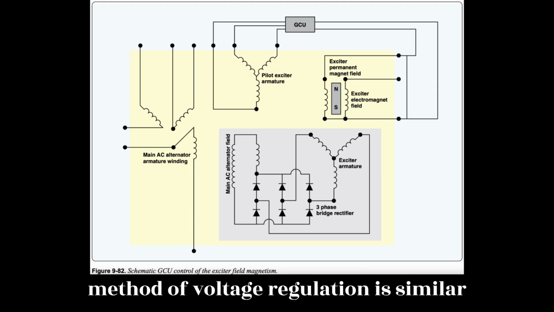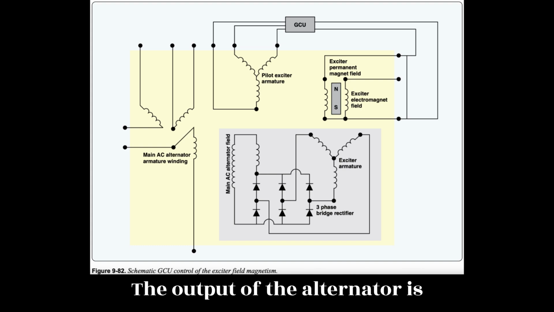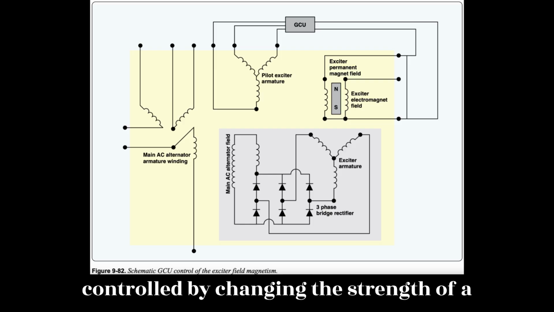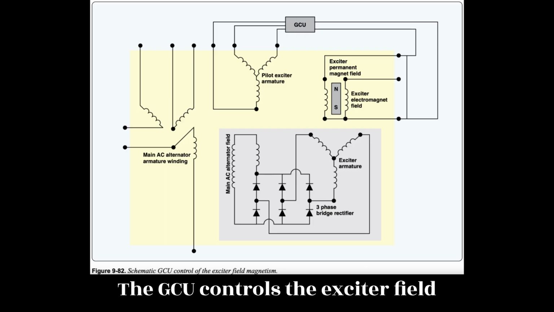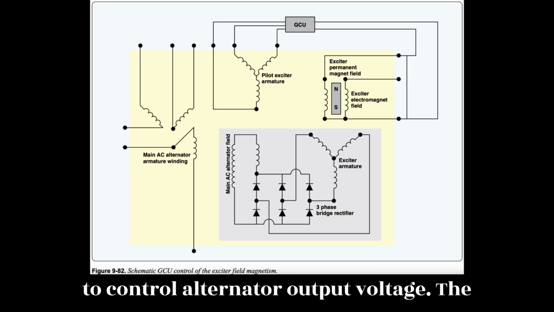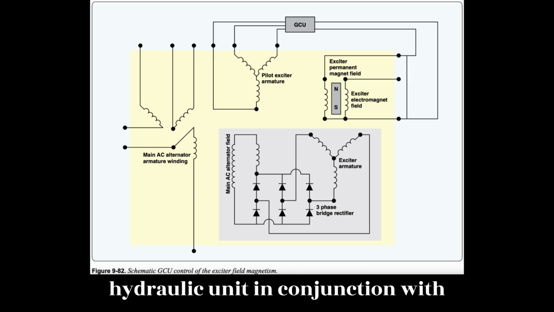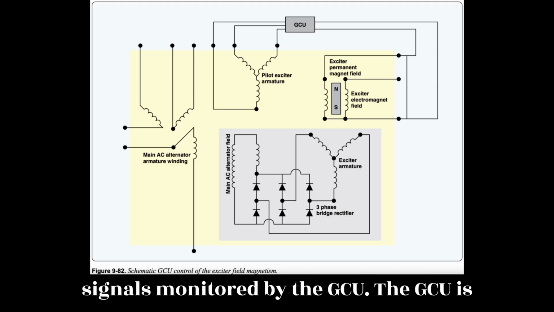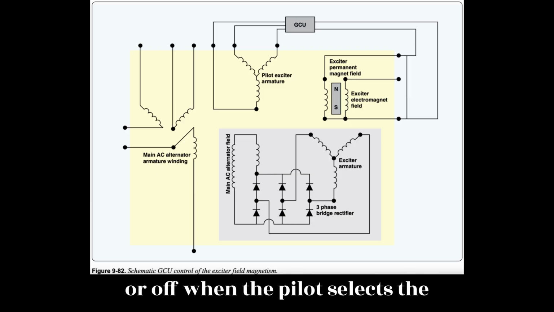The basic method of voltage regulation is similar to that found in all alternator systems. The output of the alternator is controlled by changing the strength of a magnetic field, as shown in Figure 9.82. The GCU controls the exciter field magnetism within the brushless alternator to control alternator output voltage. The frequency is controlled by the CSD hydraulic unit in conjunction with signals monitored by the GCU. The GCU is also used to turn the AC alternator on or off.